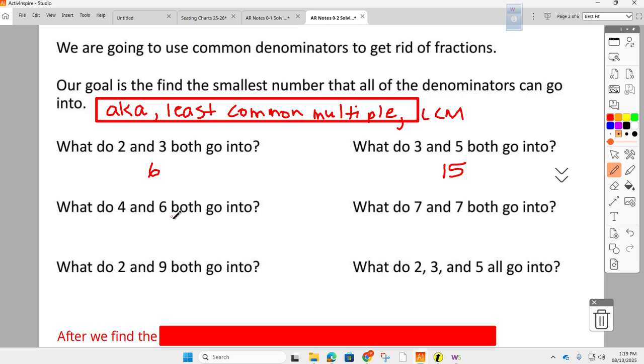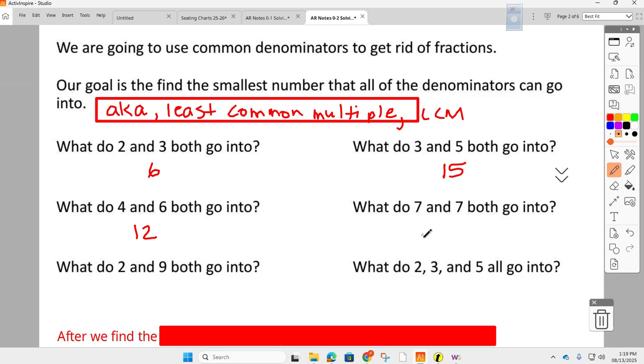24 is a multiple. Is it the smallest multiple? What was it, Leo? 12, yeah. So Tiana, you could use 24 to get rid of the fractions, right? But 12 is the smallest. How about 7 and 7? 49. So 14 would work. For our purposes, 49 would work.